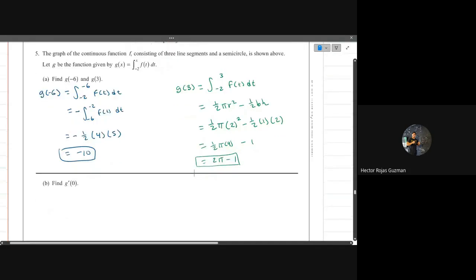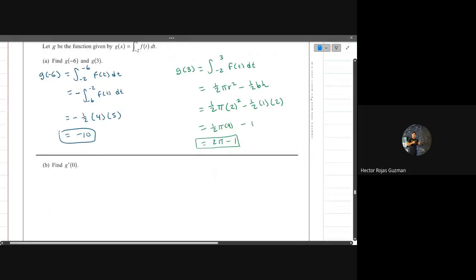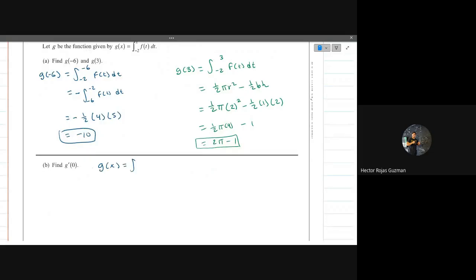Find g prime of 0. Well, first you have to write what g of x is. And g of x is the integral from -2 to x of f of t dt. Find your derivative first, right? Don't go and say g prime of 0 right away if you haven't found your derivative. So derive.